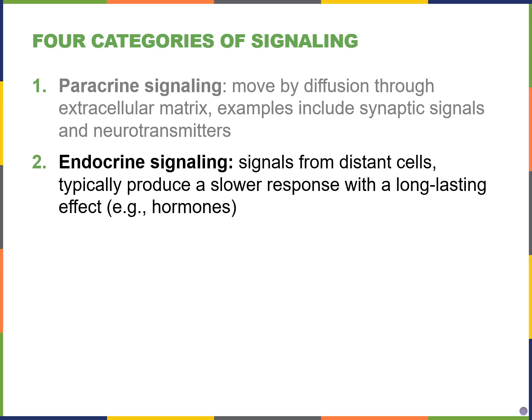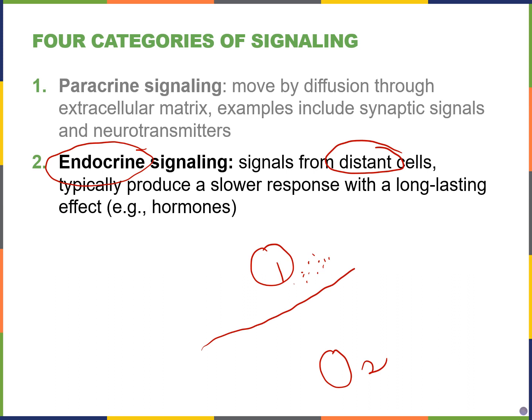Our second category of signaling is endocrine signaling. And endocrine signaling is different from paracrine signaling because we're traveling long distances this time in terms of our signaling molecules. So cell 1 that's releasing the signaling molecules will be far away from cell 2. And in order for those signaling molecules to reach cell 2, they usually have to travel through the blood vessel. So these signaling molecules will enter the blood, travel until they ultimately reach their destination.